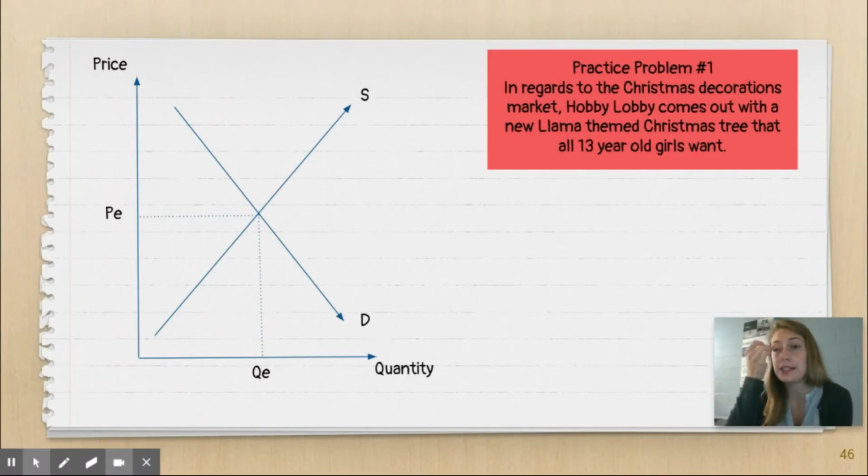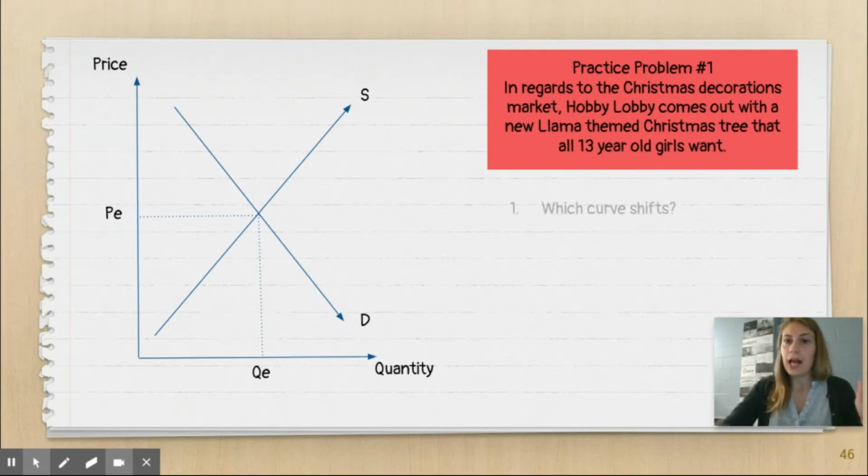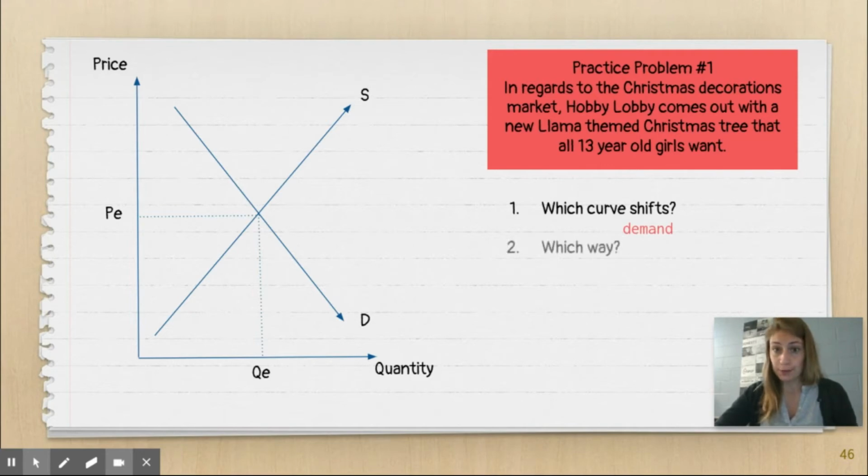So let's do a couple of these together. So in regards to the Christmas decorations market, Hobby Lobby comes out with a new llama-themed Christmas tree that all 13-year-old girls want. So in this instance, are we affecting the producers or are we affecting the consumers? So to think about that, who will be buying these trees, right? So the market is for 13-year-old girls. So it's going to be affecting our consumers, which means that our demand is the line that is going to shift, right? So the demand curve will shift.